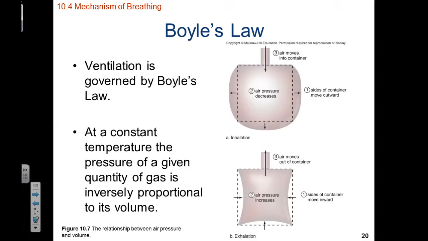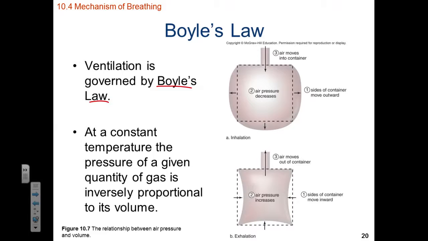Now, to help you understand how we can have inspiration and expiration, we need to talk about some chemistry, particularly Boyle's Law. Boyle's Law is a law within the realm of chemistry that's closely related to the ideal gas law, PV equals nRT. But Boyle's Law specifically talks about pressure-volume relationships. As the volume of a container increases, the pressure in that container decreases.